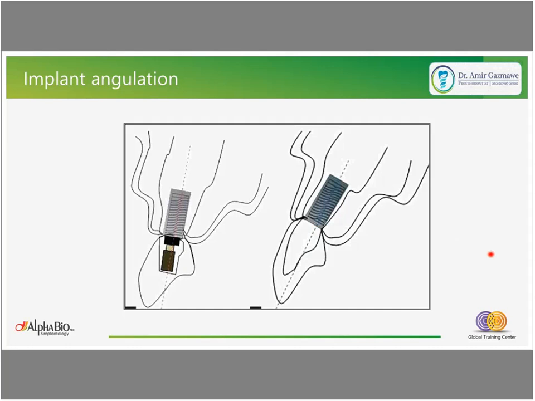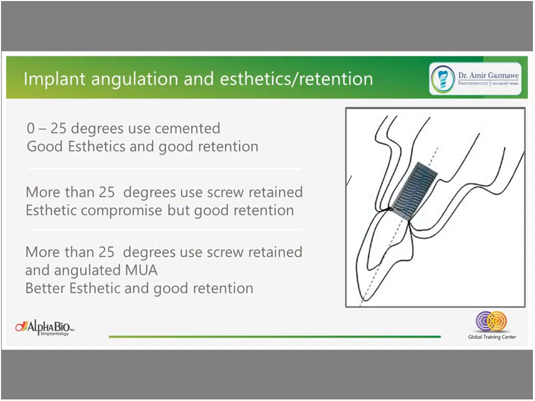As a general rule, if we have an angulation of the implant of up to 25 degrees, it is recommended to use cemented restorations. It will give us a much more aesthetic result because there's no access hole in the crown, and we can make the whole anatomy without any limitations. If we have more than 25 degrees of angulation, we can use the screw-retained restoration technique, but we need to be sure that the implant is positioned palatally enough in order to have good access to the implant without harming the aesthetic outcome. If we have more than 25 degrees of angulation, we need to use multi-unit abutments and angulated multi-unit abutments in order to have good retention and sufficient aesthetics.